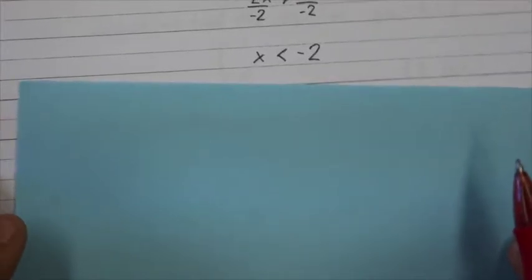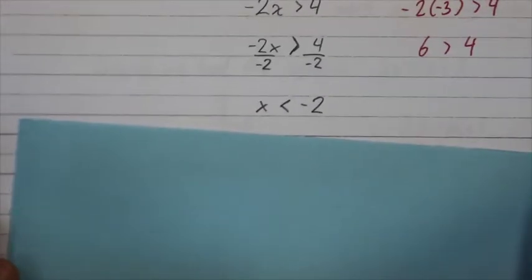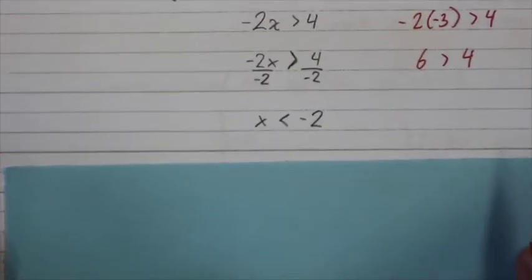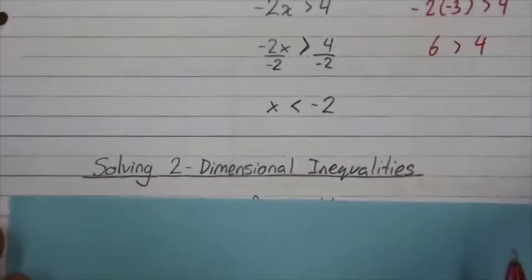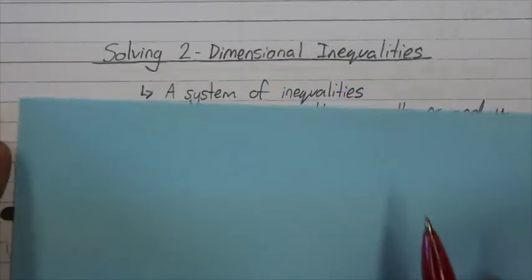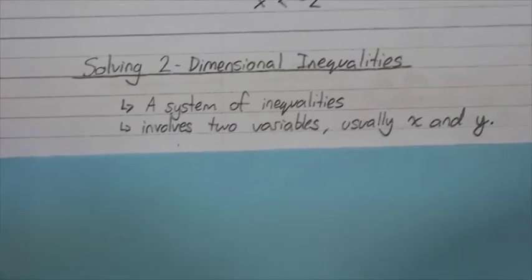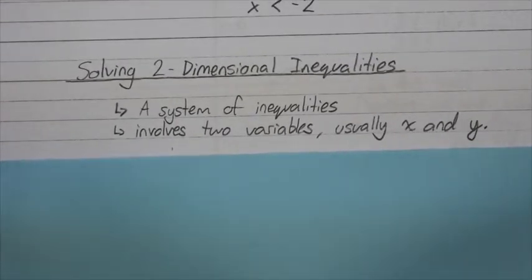So that's the end of the one-dimensional inequalities. Now we'll move on to two-dimensional inequalities. So this is the most common type that we're going to see. So here we're talking about our old friend, a system of inequalities, that involves 2 variables, usually x and y, but we can call them anything.